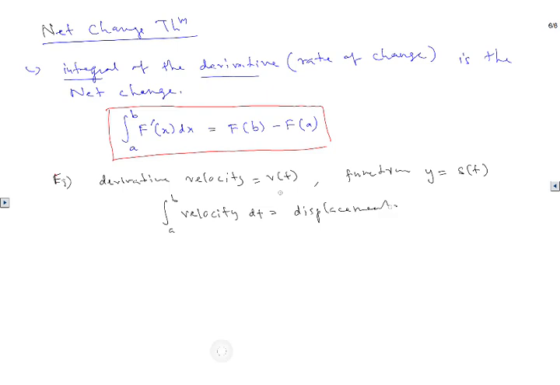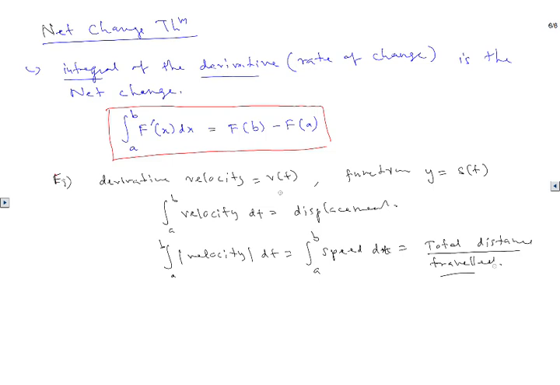And then if you integrate the absolute value of the velocity, in other words, if you integrate the speed, you end up getting the total distance traveled. Actually, this can be used for anything. So if you know the rate of change, the displacement is s(b) minus s(a), as a formula.